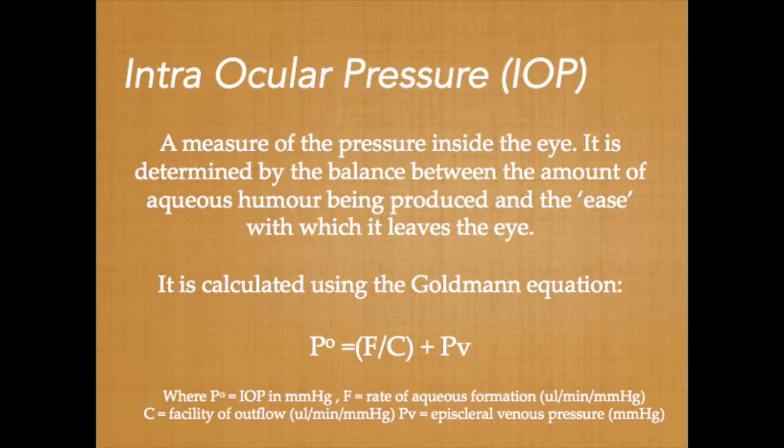The intraocular pressure is a measure of the eye's pressure. The IOP measurement is determined using the Goldman equation, and it takes into account an array of different parameters in the eye, including rate of aqueous formation, facility of outflow, and episcleral venous pressure. It is also important to remember that central corneal thickness, or CCT, can have an effect on the IOP measurement. A thick cornea can give a falsely high IOP, and a thin cornea can give a falsely low IOP. So it is also important to have a pachymetry reading in these patients to determine their CCT prior to taking their eye pressure.